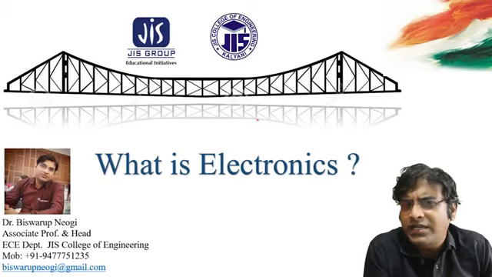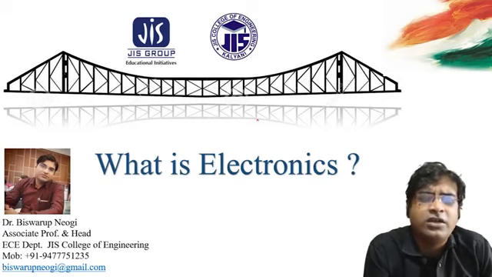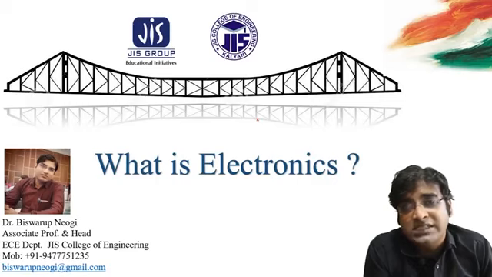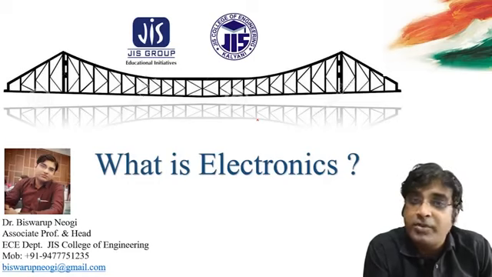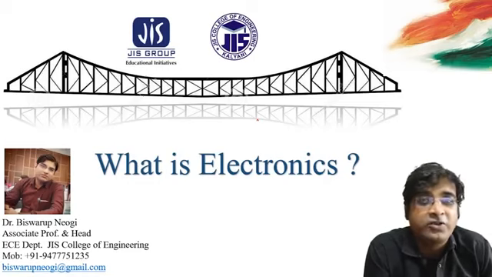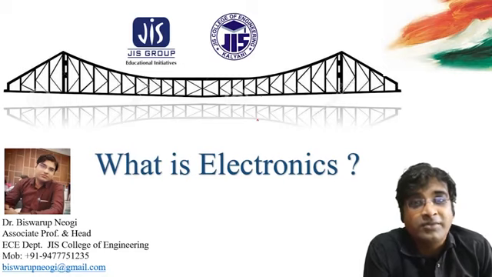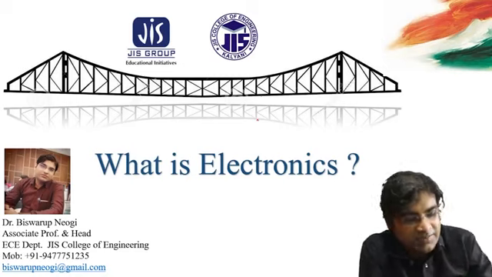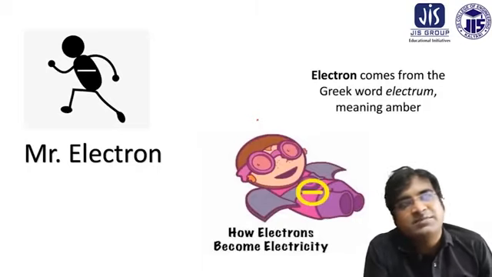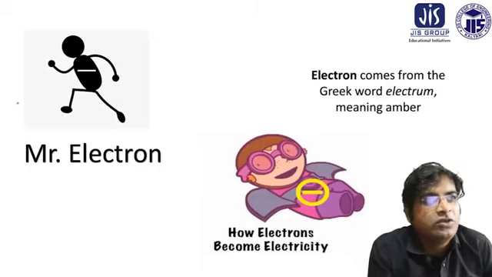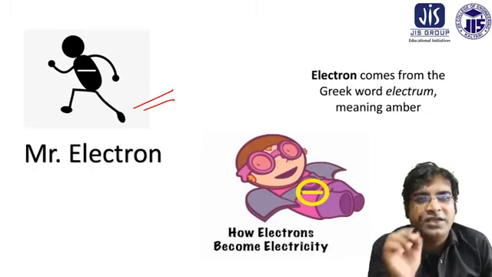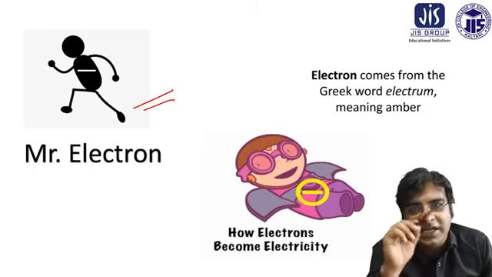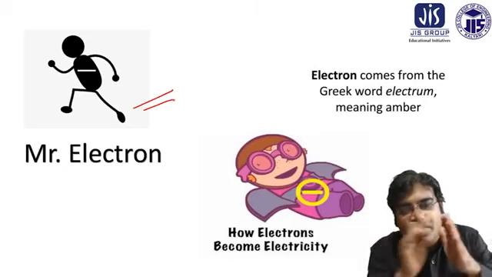But do you have any idea why electronics is called electronics, how the term came about? Actually, the term electronics comes from the electron. Now I am asking you the same question: why is it called an electron, and where does the term electron come from? For that, in this video, there is Mr. Electron. You see Mr. Electron running, and for that reason the current is flowing. If an electron is passing through that path, it means a current is conducting, and a current path is developed.